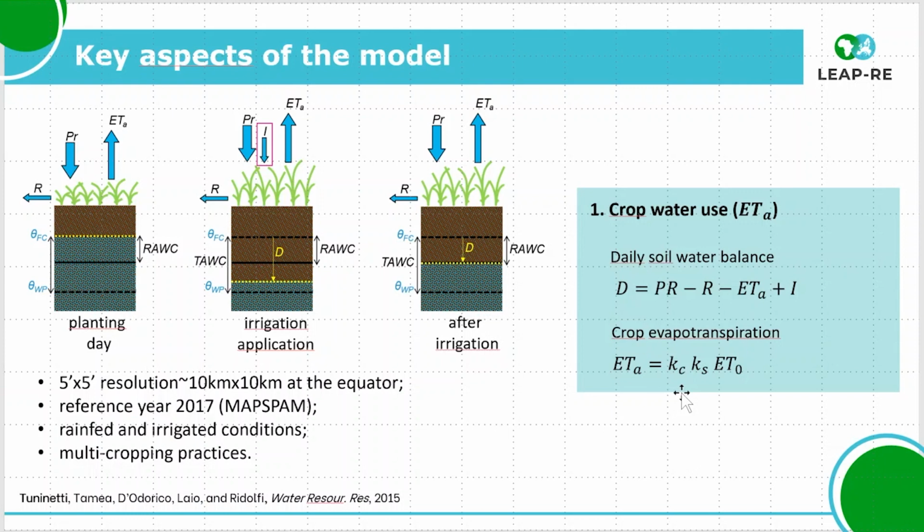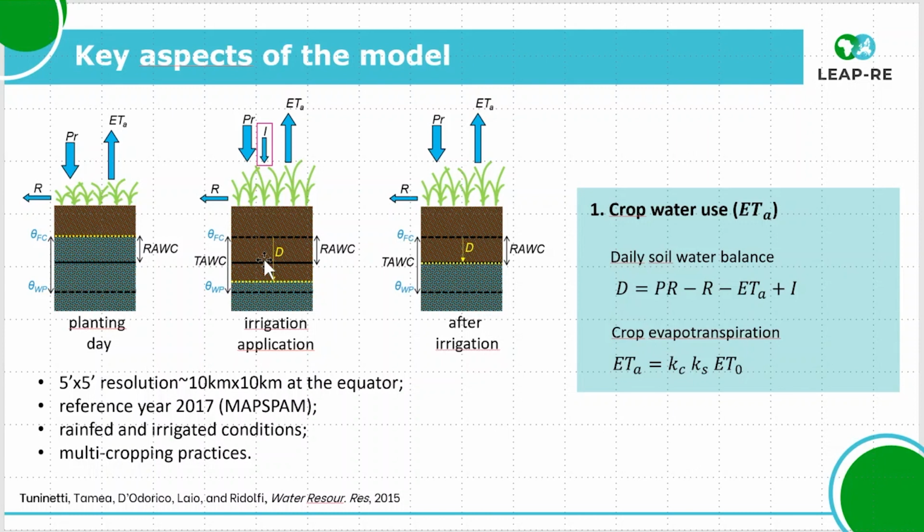So basically, the model starts to monitor water demand in the root zone on planting date. On planting date, we assume that the water content is at field capacity, meaning that the crop is under good condition. Then, after some days, due to evapotranspiration, the water content in the root zone can decrease, and some critical point, some critical water stress, can be reached.